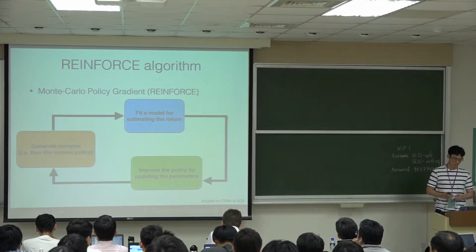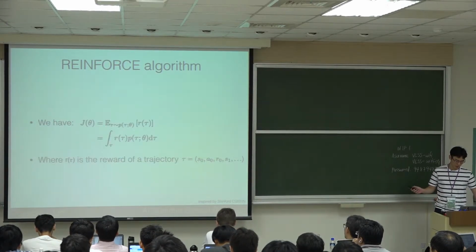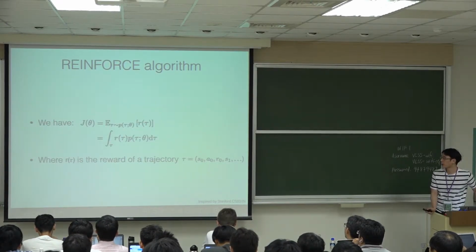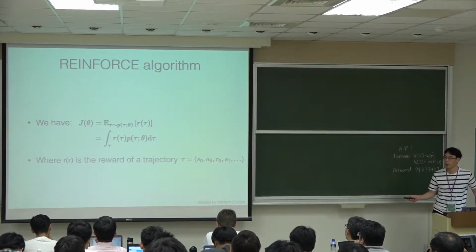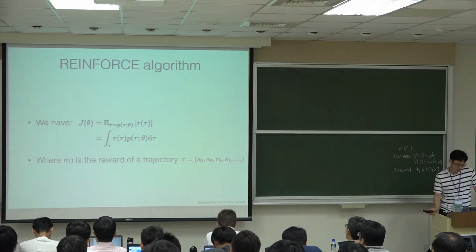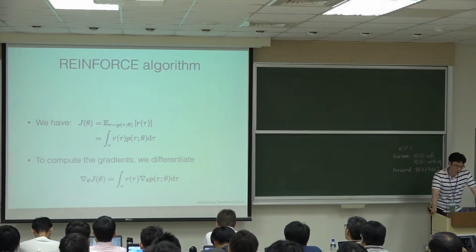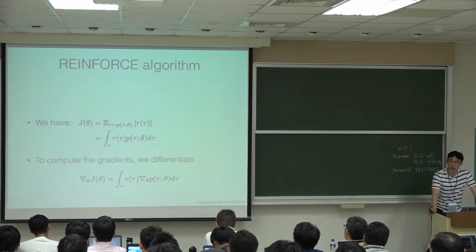All right? So again, same thing here. You have the expected reward, rewritten in a different form. That's the same. And our goal is to compute this gradient. Right?